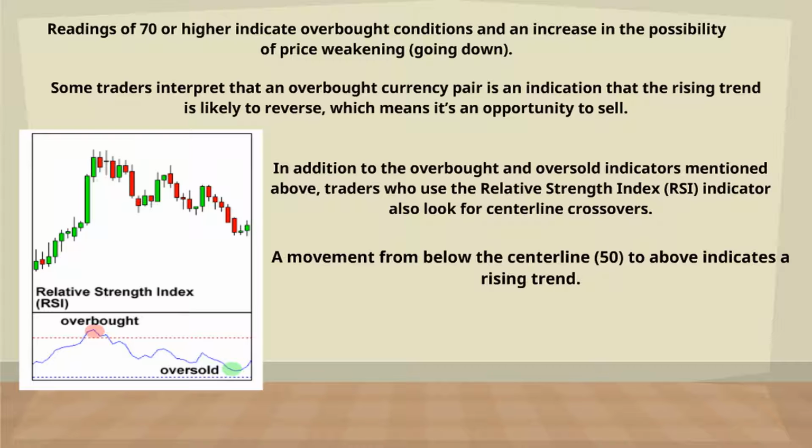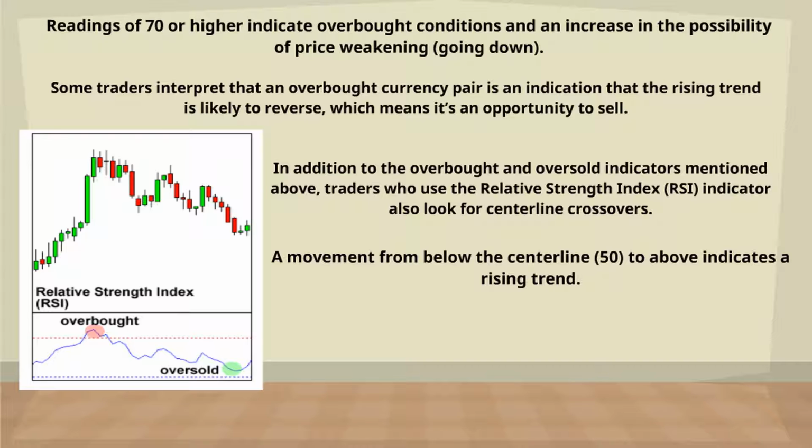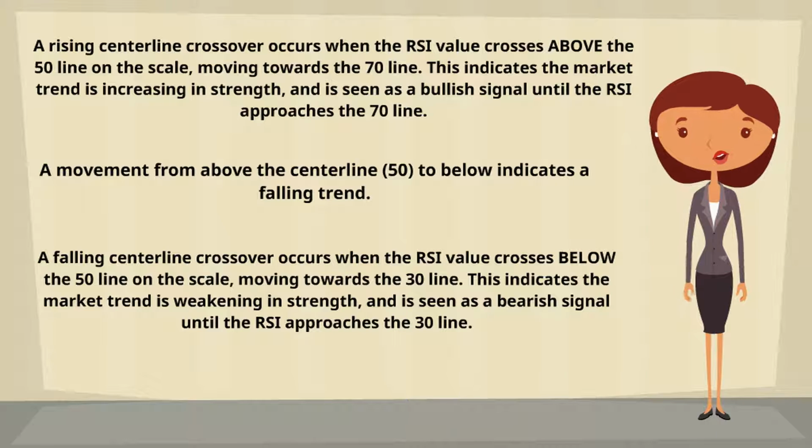In addition to the overbought and oversold indicators mentioned above, traders who use the Relative Strength Index, RSI, indicator also look for centerline crossovers. A movement from below the centerline, 50, to above indicates a rising trend. A rising centerline crossover occurs when the RSI value crosses above the 50 line on the scale, moving towards the 70 line. This indicates the market trend is increasing in strength, and is seen as a bullish signal until the RSI approaches the 70 line.